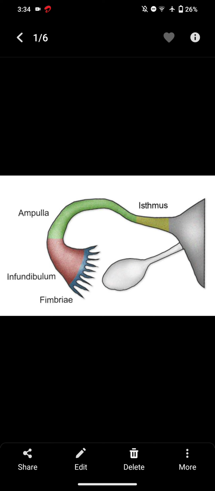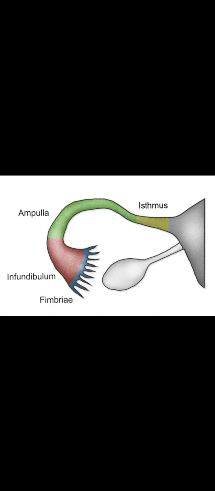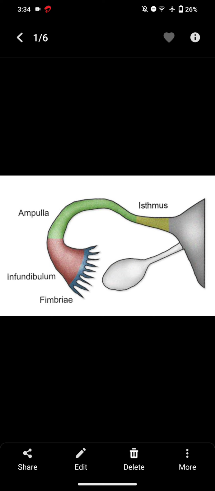It is 10 centimeters, and its parts are isthmus, ampulla, infundibulum, and fimbriae. These are the parts in our fallopian tube. Blood supply is from the uterine artery and ovarian artery. The vein is the ovarian vein. This is all about our fallopian tube.